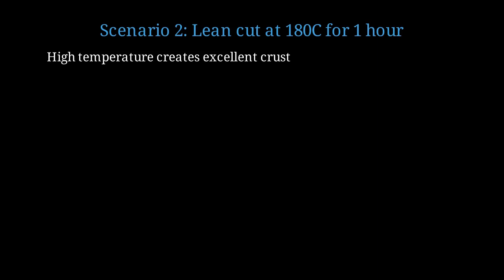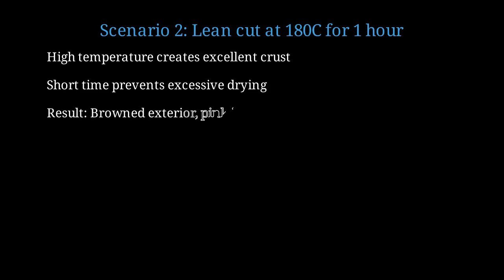Second scenario, cooking a lean cut like beef tenderloin at 180 degrees Celsius for 1 hour. The high temperature creates an excellent crust through Maillard reactions and caramelization. The relatively short time prevents excessive drying of this already lean cut. The result is a well-browned exterior with a pink, juicy interior, perfect for steaks and premium cuts.